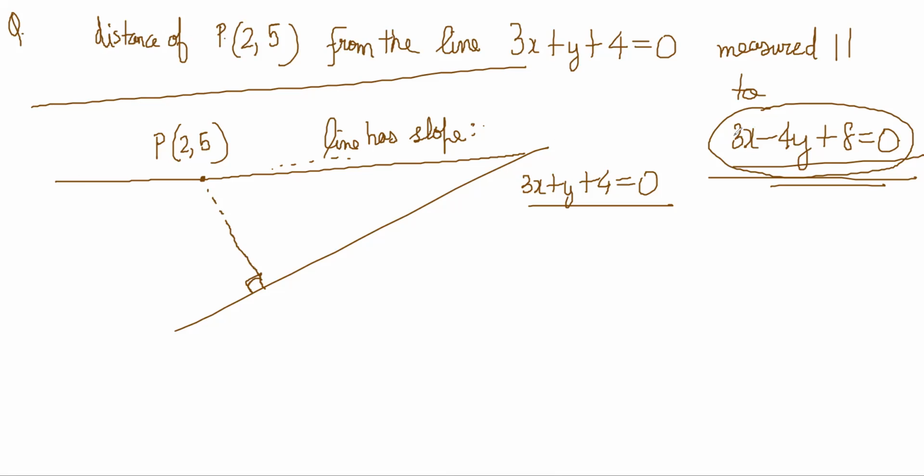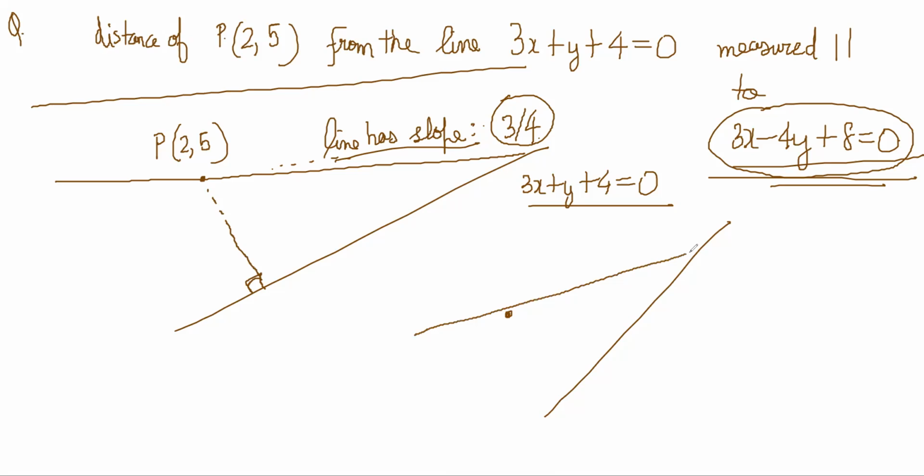Slope is given to be 3 by 4. Slope of this line is 3 by 4, right? Are you understanding what I'm saying? There is a given line, there is a point. You don't have to do perpendicular distance. You have to do distance along a slope, m equal to 3 by 4. So you have to find this distance.